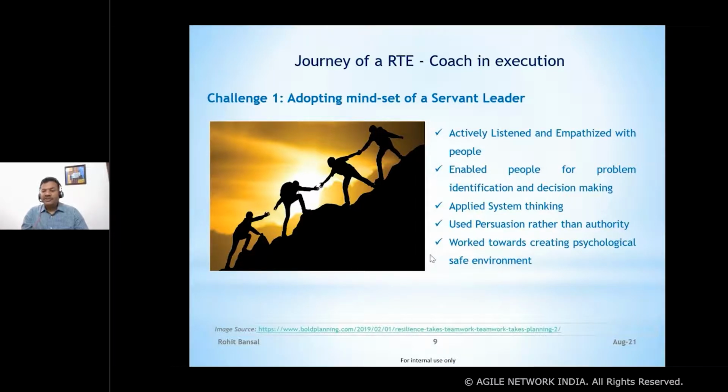Creating a psychologically safe environment. I talked earlier about a great culture where people can speak up and are able to make decisions. This is another very important aspect where, as an RTE, I need to work consciously, and alone I cannot do it, I would be frank. I need to take help from the leadership team and other important roles, bringing all people together and looking at how we can enable people.